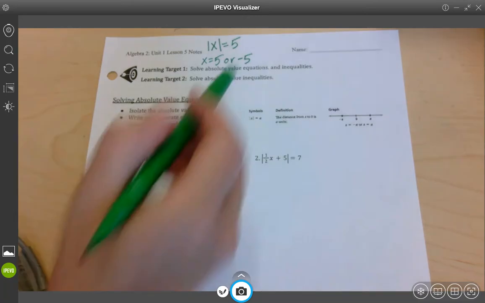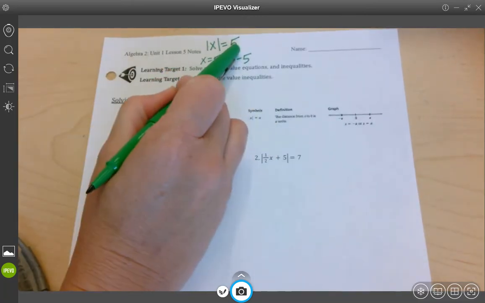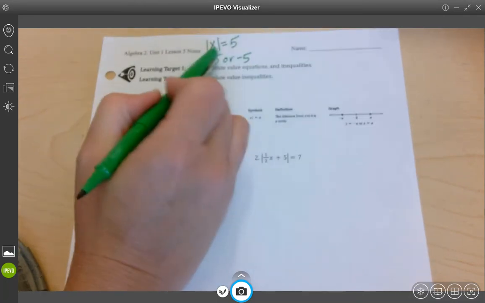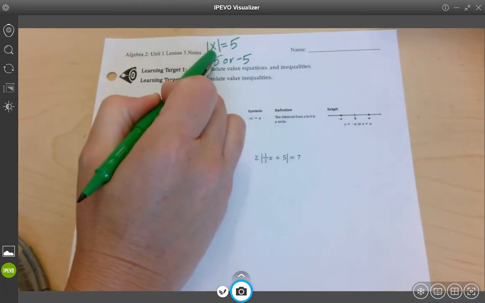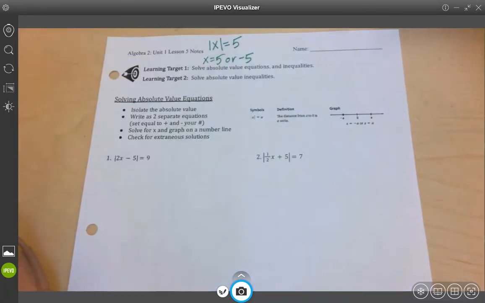So when I put negative 5 in that absolute value function, it does turn positive, okay? So absolute value is the distance a number is from 0, and negative 5 is 5 away from 0, and positive 5 is 5 away from 0. Okay. If you need a copy of the notes, come grab one.